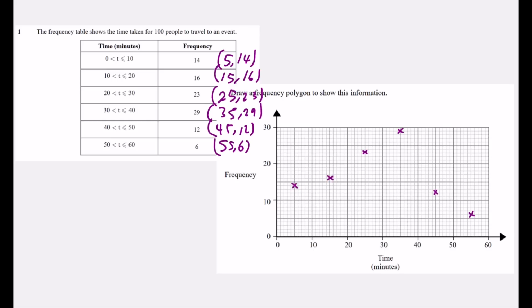We grab our ruler and we join them up. We don't join the first and the last ones up together. We just join the points we've made, and that is our frequency polygon. That is all we need to do.